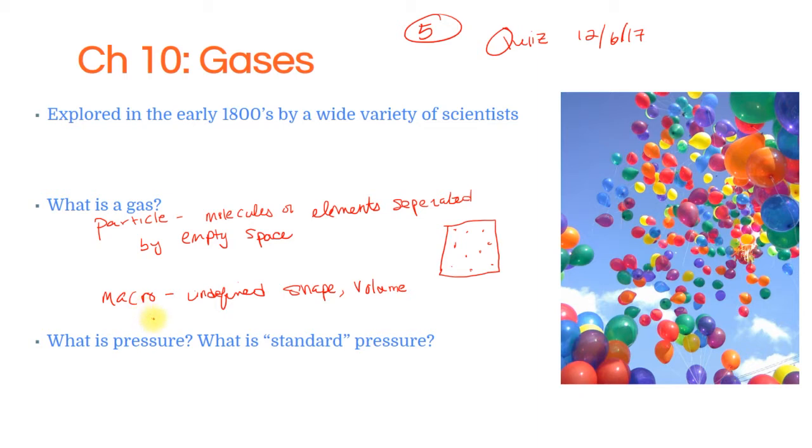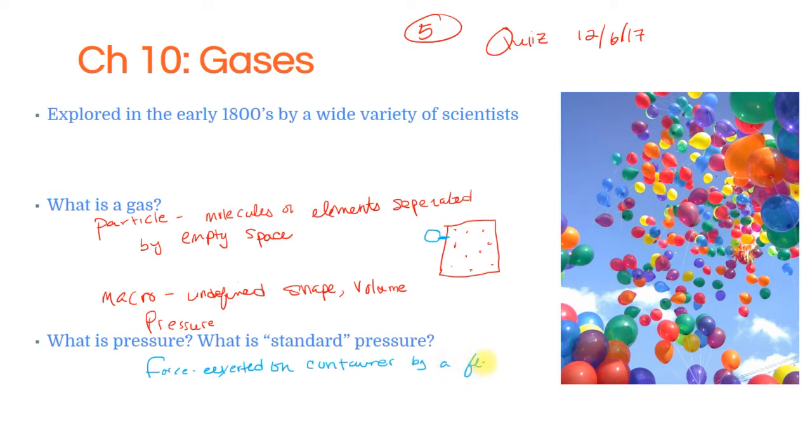And then of course on the macro level we can also measure pressure to quantify some aspect about the gas. Effectively, if I put a little gauge on my box here and I measure how many times these molecules collide and how hard they collide, that's basically what pressure is. So the official scientific definition is that pressure is the force exerted on the container by a gas.